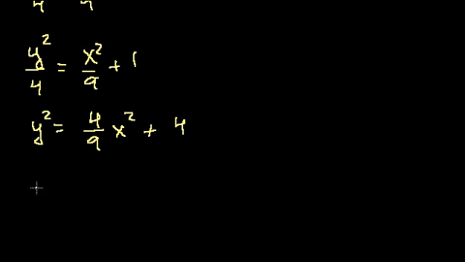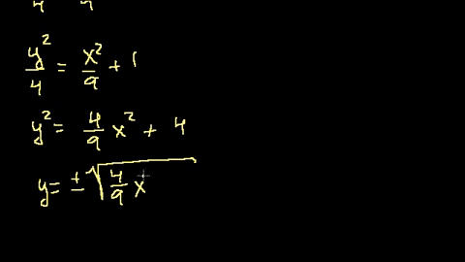Distribute the 4. Take the positive and negative square root of both sides. y is equal to plus or minus the square root of 4 over 9 x squared plus 4. And you can't really simplify this anymore, but we can think about what this approaches as x approaches positive or negative infinity. What does this roughly equal? What does the graph get a lot closer to?